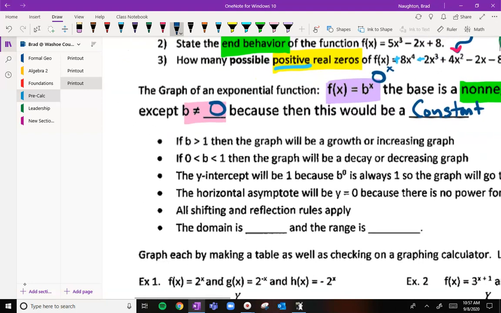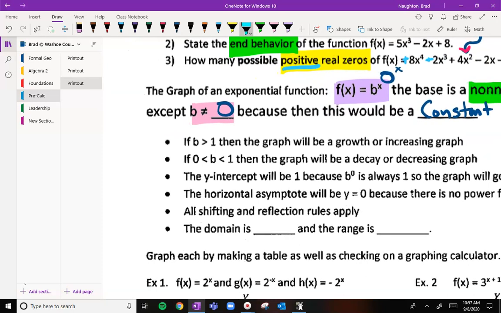All right, so a couple things we need to remember from Algebra 2, because we did talk about this in Algebra 2. When b is greater than 1, that is our growth factor. It's going to be known as growth or increasing. I call that when it's taking off. So it starts real low and then explodes up like it's taking off.